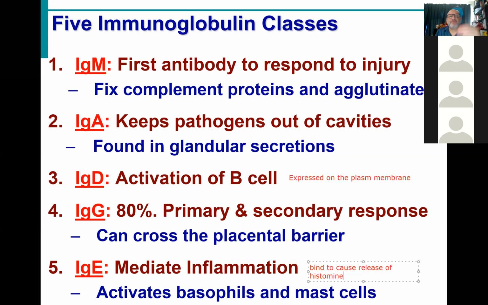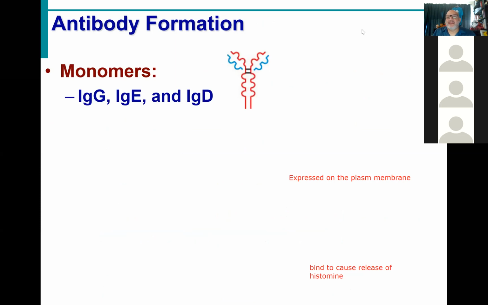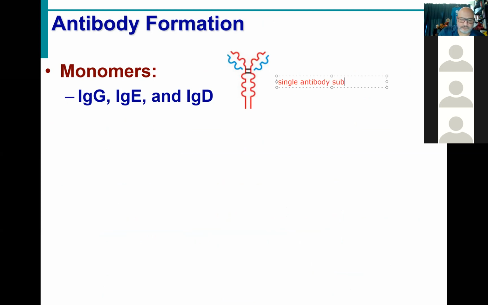All right, now, these are the different classes. And remember, for each one of these, those Y-shaped antibody subunits are the same. However, there are 2 big differences in these immunoglobulin classes when we look at them, and it is their arrangement. Most of them, the G's, the E's, and the D's, are a single subunit, a single Y-shaped structure. And remind me again, how many binding sites does that Y-shaped structure have? 2. 2 total. Excellent. Absolutely.